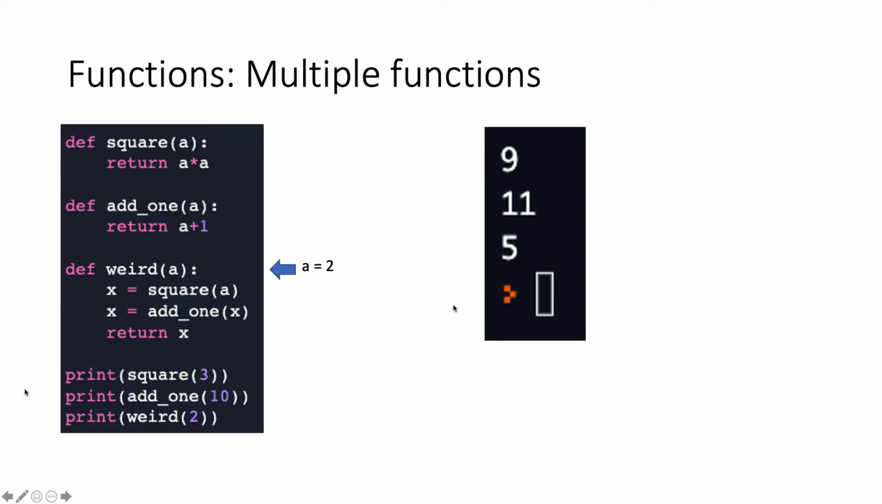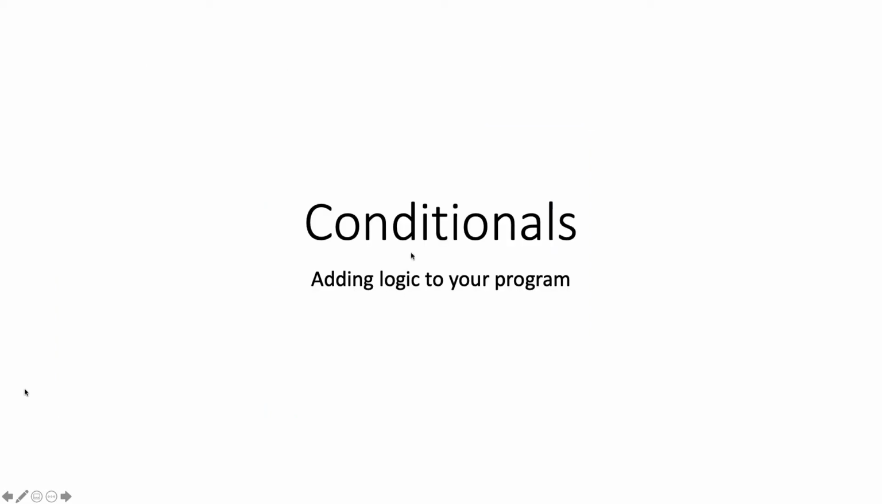Let's take a look. Over here, we call the weird function with a parameter a equals 2. In the next line, we create a new variable x, and we set it to the value of square of a, which is square of 2. So that's going to be x equals 4, right? And then in the next line of code, we set x equals add1 of x. So x is currently 4. It calls the function add1, which returns 4 plus 1, which is 5. And after that, we return 5. So that's why we see the output as 5. So yeah, that's a crash course on functions.